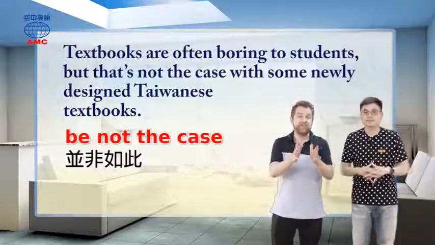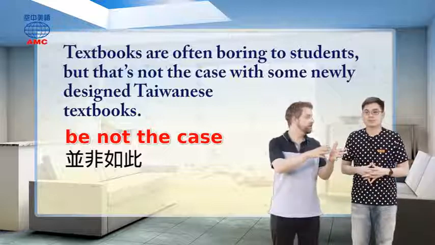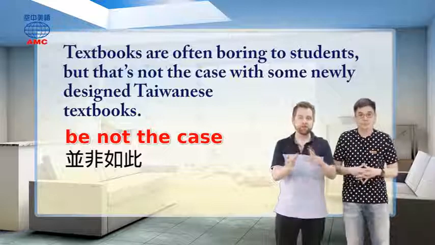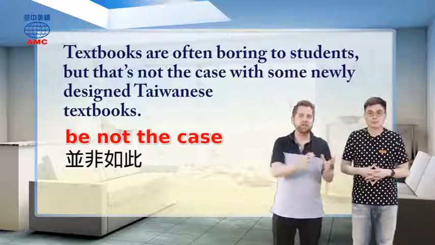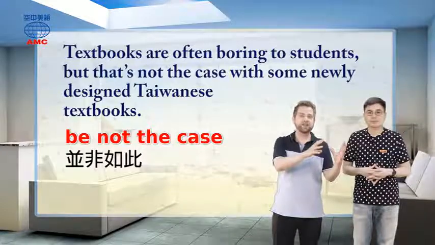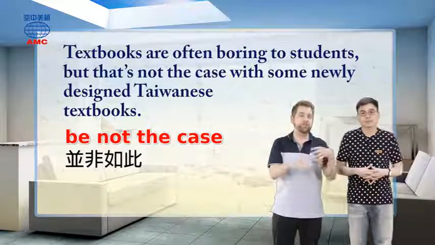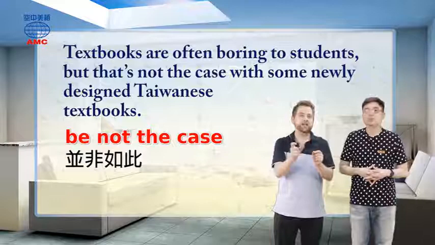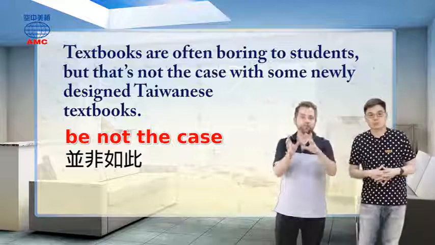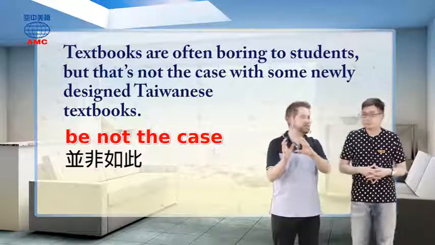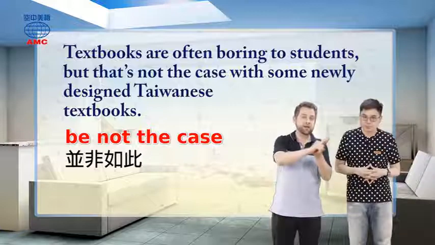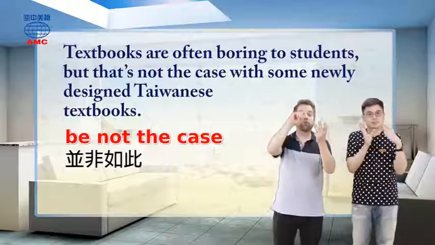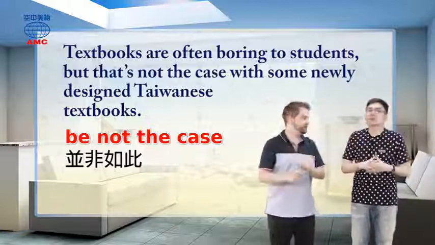Now, what is usually true is before the phrase. We put what is usually true before be not the case, and then we use the preposition with to connect it, the situation, to the thing for which it's not true. So usually they're boring. That's not the case with these new textbooks.